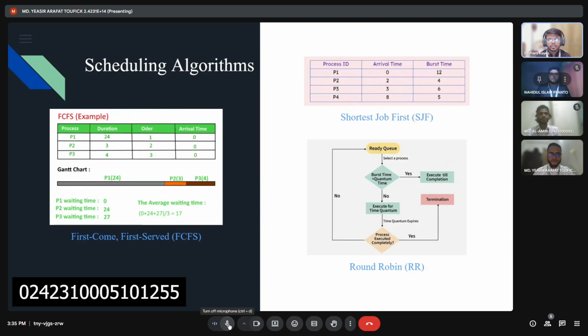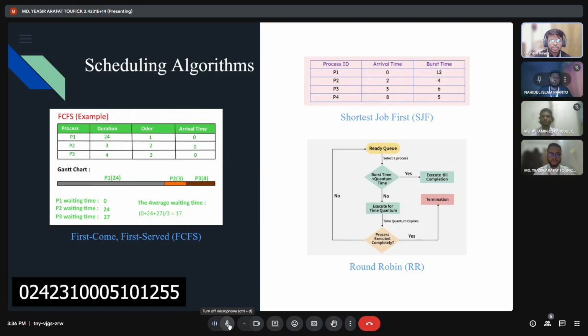The most straightforward algorithm is first come first serve, which operates exactly like a waiting line or a FIFO queue. The process that arrives first is executed first. While easy to implement, it has a major drawback called the convoy effect. Imagine a very long CPU-intensive process arriving just before many very short ones. All the short, quick processes have to wait for the single long one to finish, leading to a high average waiting time and poor utilization of resources. So it has a drawback, as we can see.